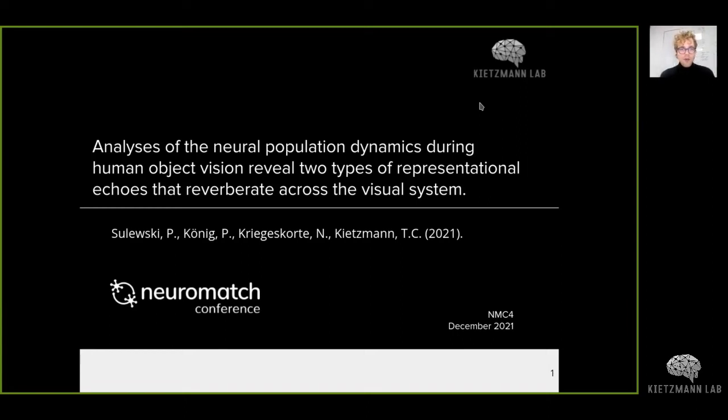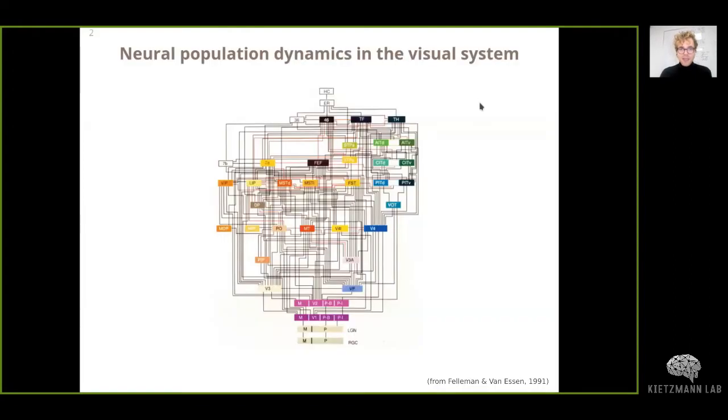I'm going to give you a brief overview of our analysis of the neural population dynamics during human object vision that reveals two types of representational echoes that reverberate across the visual system. Okay, let's dive in. The primate visual system is highly recurrent. This means that information is flowing in feed-forward, lateral, and feedback directions.